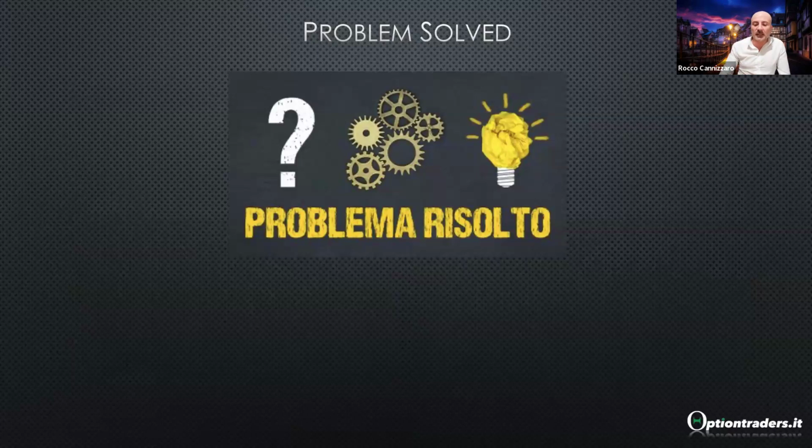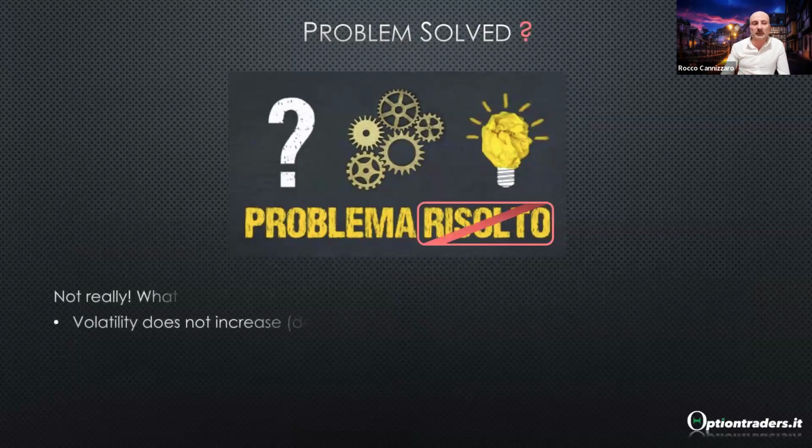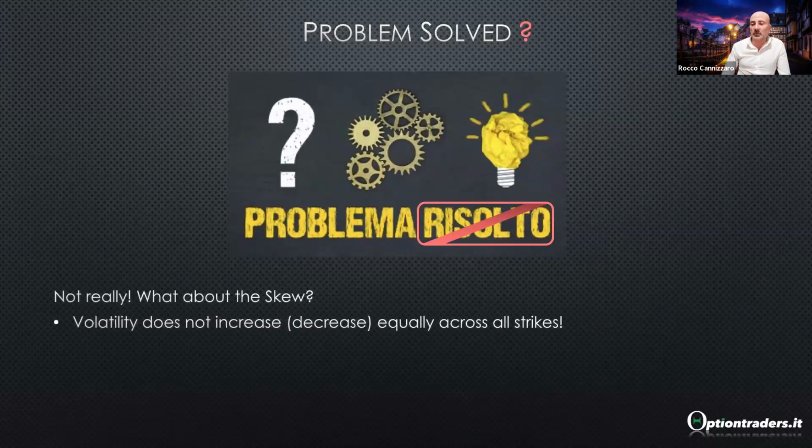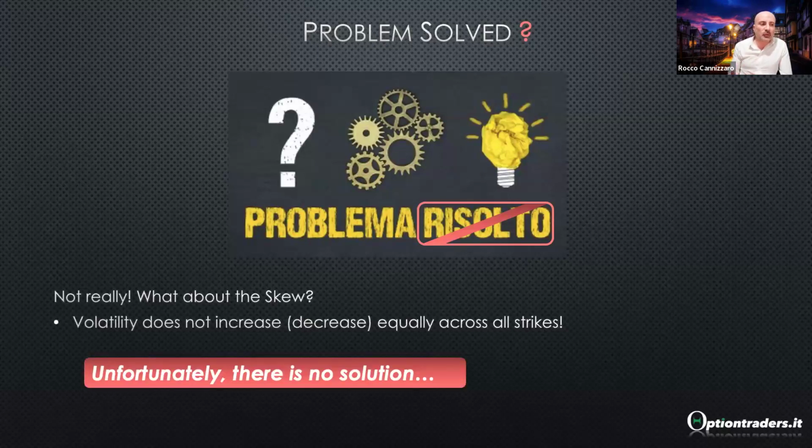term structure of the volatility, but there's still one piece of the puzzle, which is what about the skew? I said earlier that the volatility doesn't stay constant across all strikes. It changes all the time based on the skew. So we cannot simply add the vegas of all of these options as they are, because when the volatility increases, it is not going to increase the same way across every single strike. So unfortunately, there is no solution for this, or at least until today.